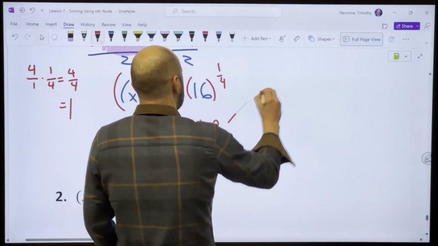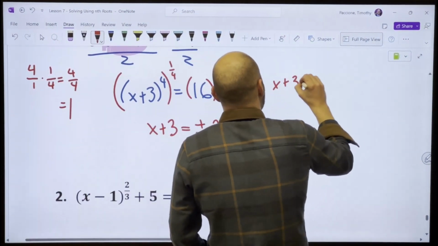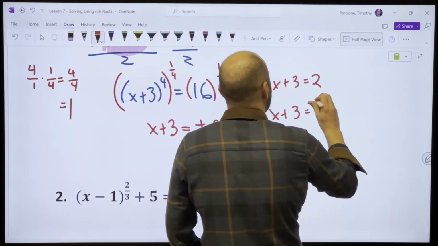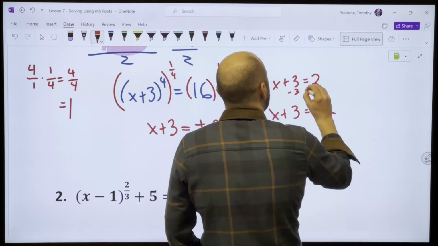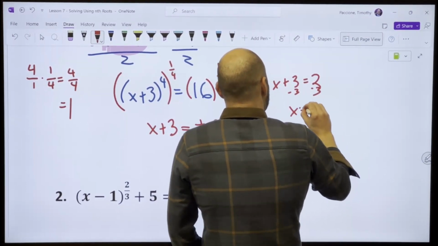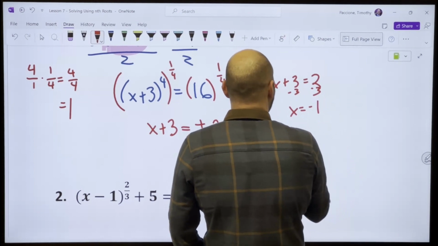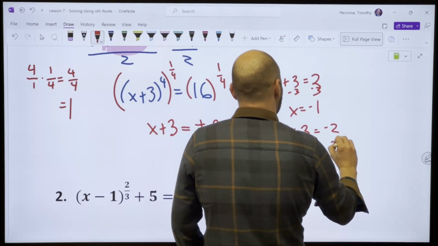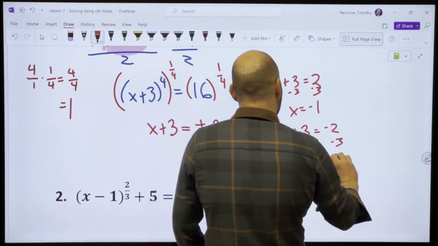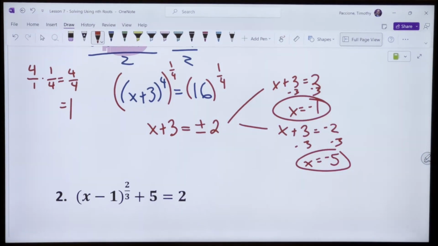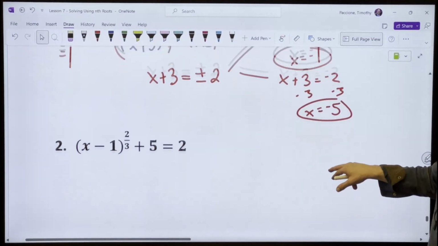So that means x plus 3 equals 2, and x plus 3 equals minus 2, and that means minus 3, x equals negative 1. X equals negative 5. 2 solutions. Okay? Next one.